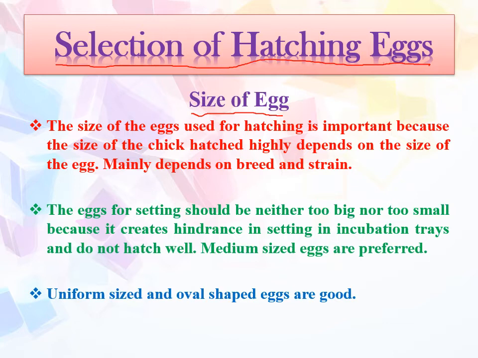So this is another reason. If the eggs are very large or very small, what will happen? They will not fully fit into the trays which are put into the incubator. If they are not fitted in the tray, there will not be proper hatching and hatchability will reduce. And if hatching is done, the chicks will be born either too large or too small, and this type of chicks will have very low production. So uniform size, oval shaped eggs.